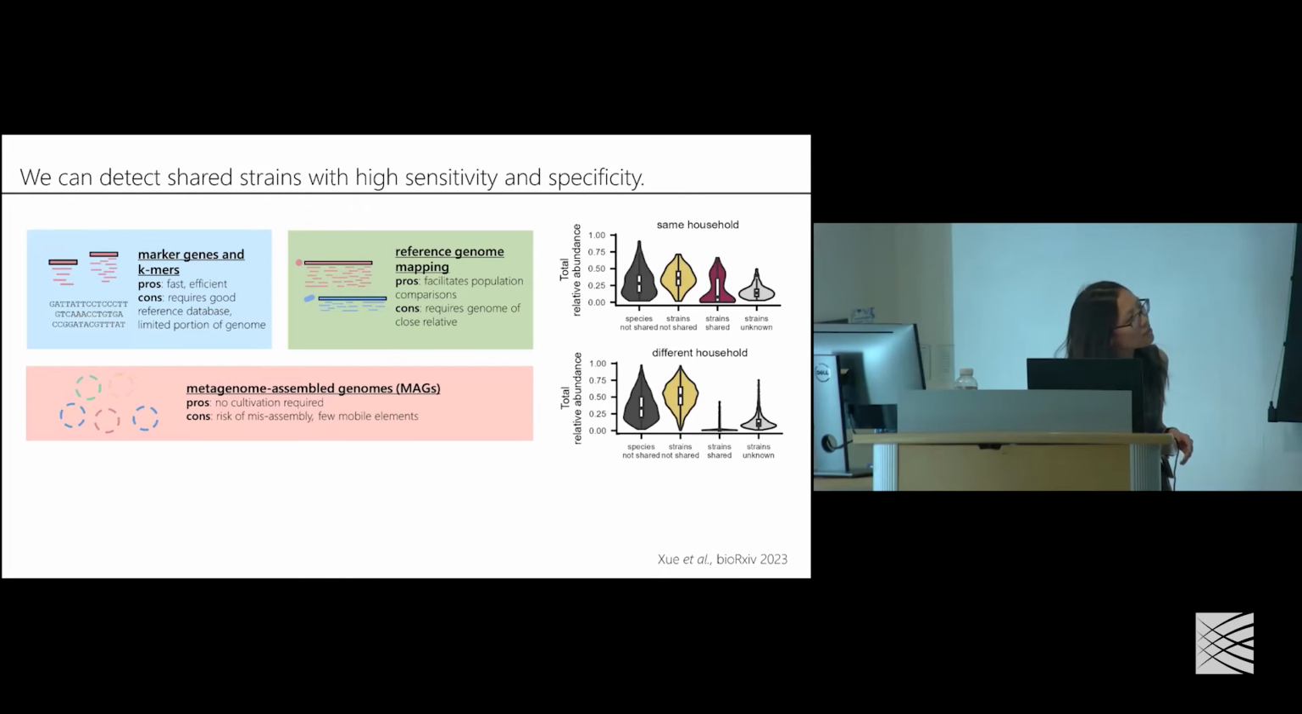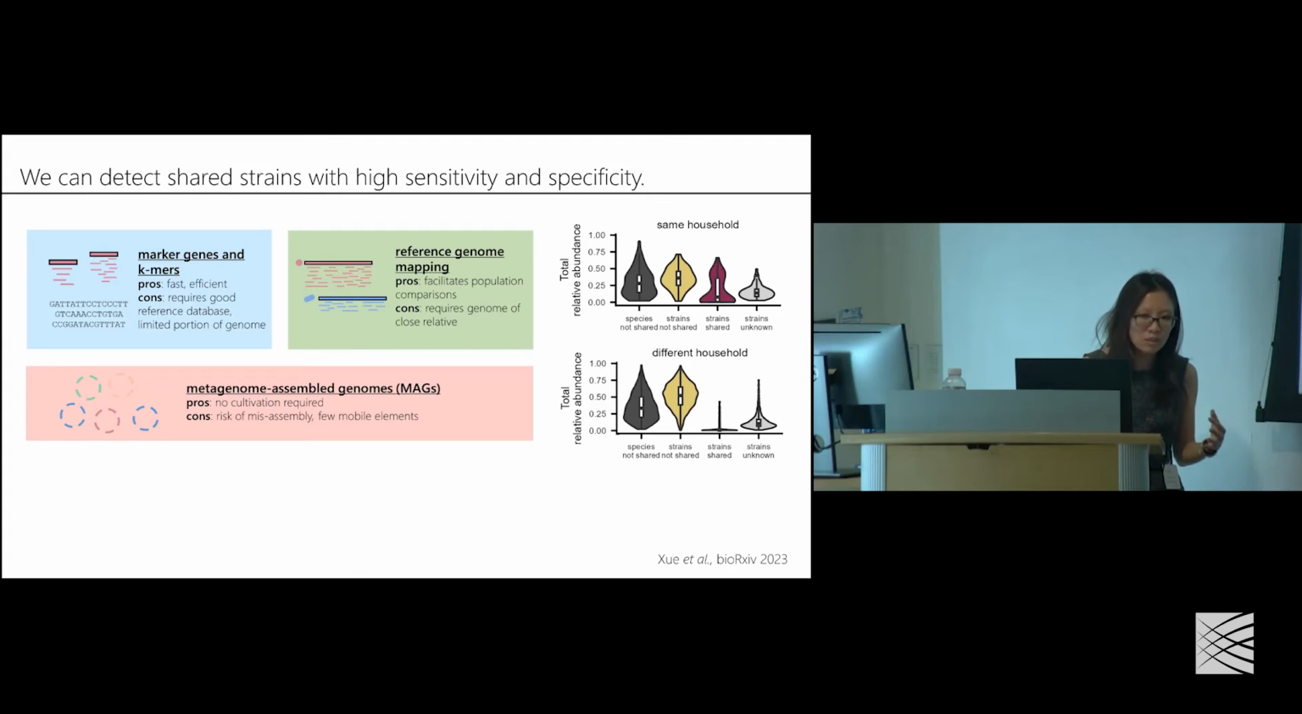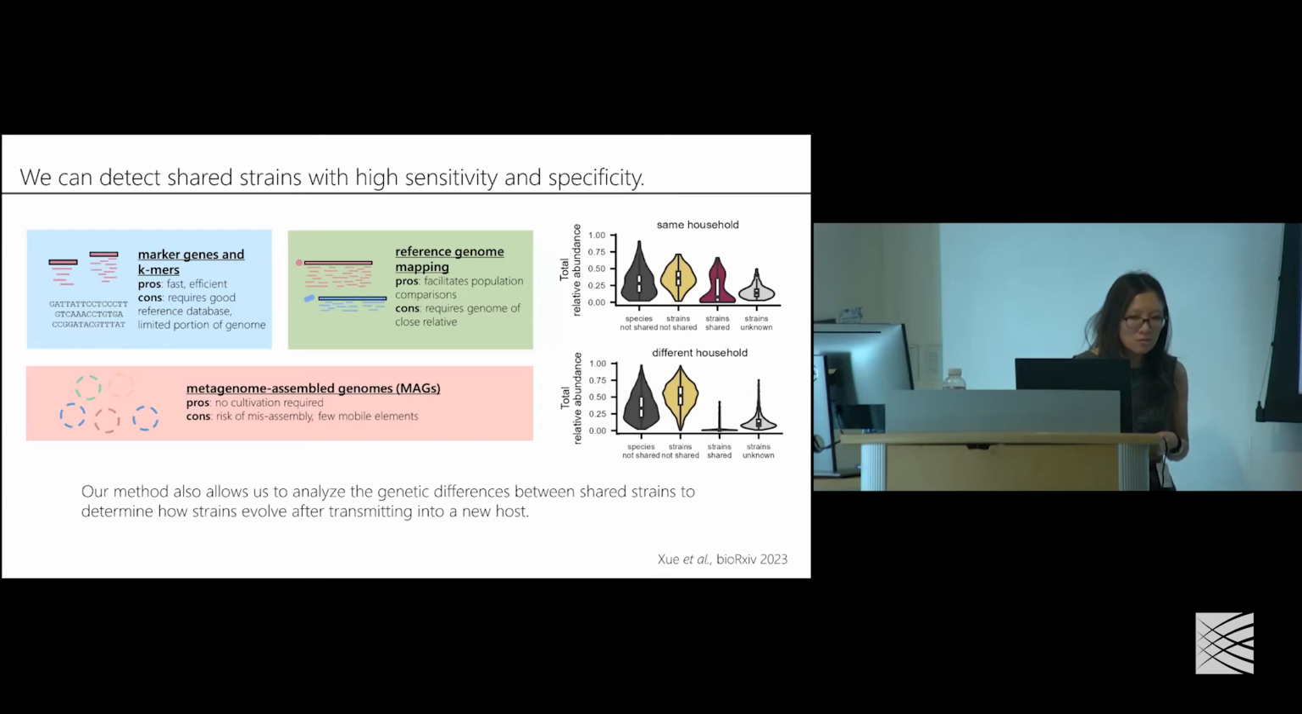Overall, what this allows us to do is to characterize the proportion of strains that are shared between people who live in the same household, which is this red distribution here, versus people who live in different households. I'll talk a lot more in the seminar part of this talk about what we're doing with that information.